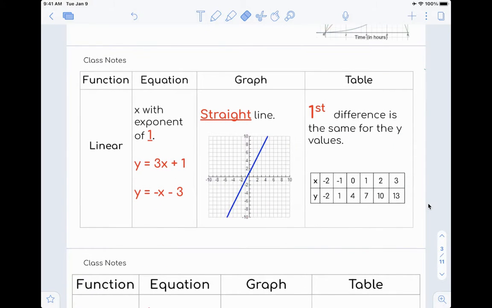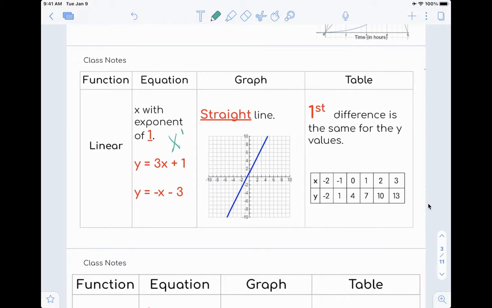So the first function we're going to look at is the linear function, and we're going to look at it when it's represented in an equation, graph, and table. So when given an equation, the x should have an exponent of 1. That is how you know you have a linear function. So if you don't see the number 1, remember the phantom 1, it's x to the first degree.